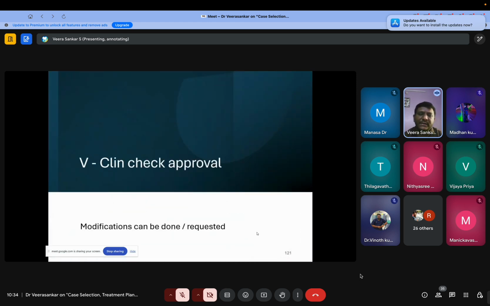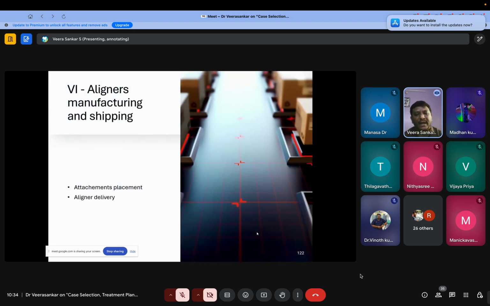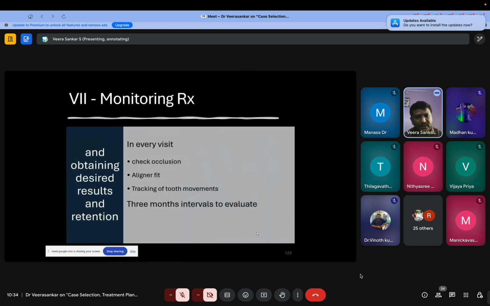So after the ClinCheck, modifications can be done or requested. Soon after the plan is approved, they'll go ahead with the aligner fabrication and the aligners will be shipped to the clinician. Once the aligner is received, you have to deliver the aligners after checking.